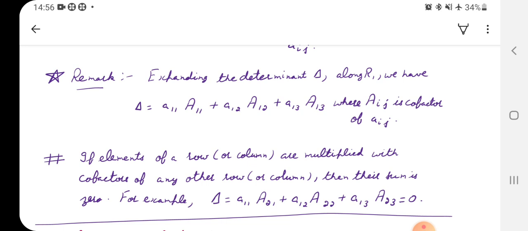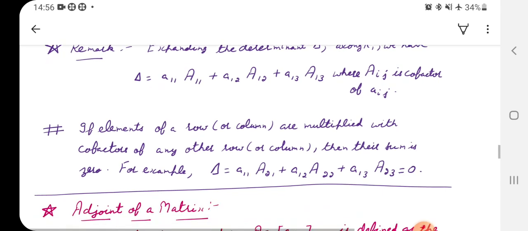Now important remark based on this only, if the elements of a row are multiplied with the cofactors of any other row, now we are taking one row and multiplying its elements by cofactors of another row, we will get their sum as 0. Suppose I am taking the elements of first row and taking the cofactors of second row. So if I will multiply both and add, I will get it 0. So this will be your important result.